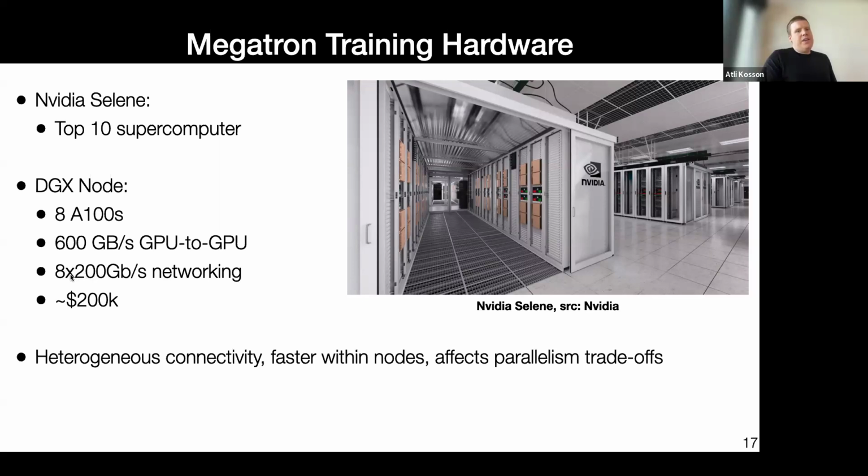And then there has to be communication between the nodes, but not as fast. So now you have this heterogeneous connectivity. Some GPUs can talk to certain GPUs quite fast, but some other GPUs will take much longer. And this will also affect how you set up your parallelism.